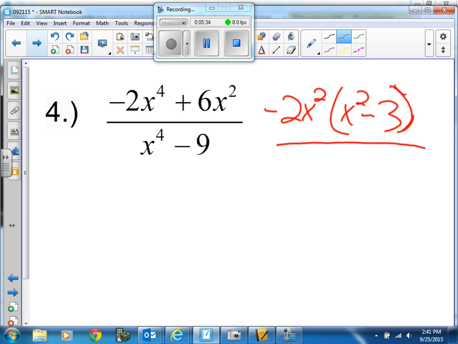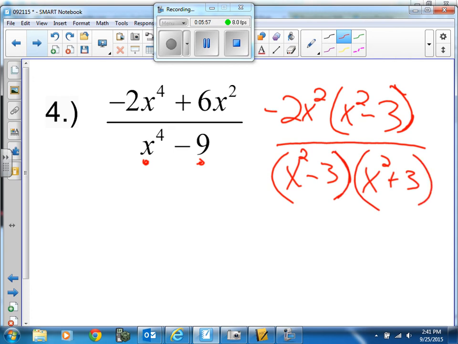Now on the bottom, what we have here is the difference of two perfect squares. We have x to the fourth. Remember, if the exponent is even, it is a perfect square. And we have 9, which is one of our perfect square numbers. So we can write it as x squared minus 3 and x squared plus 3. Once we do that, we notice that we have now the ability to cancel out. So we are left with negative 2x squared over x squared plus 3. Sorry about the voice and the sniffling. Still getting over this cold, but that's our answer right there.